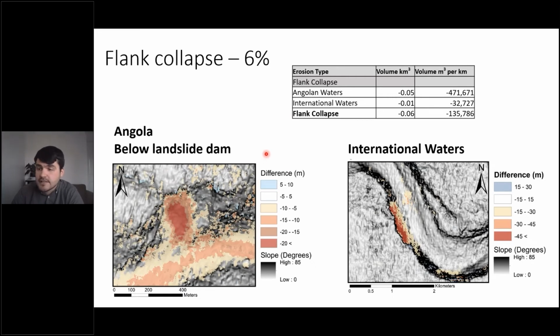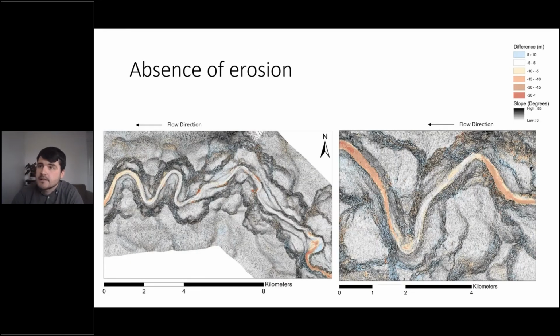None of the flank collapses have any deposition associated with them, as presumably they would have been removed almost immediately by these turbidity currents. And crucially, there are also areas where there is no erosion.